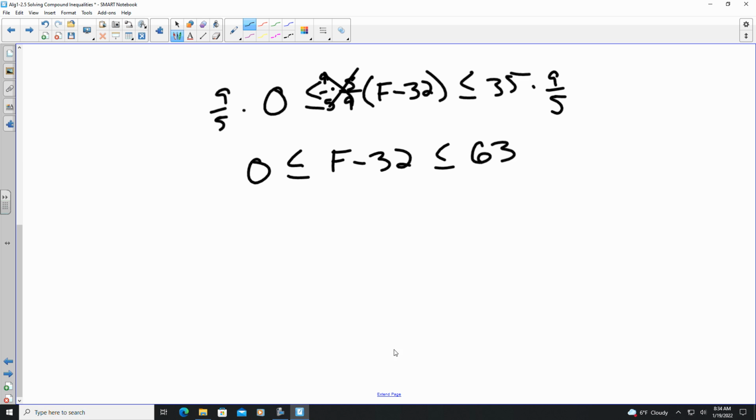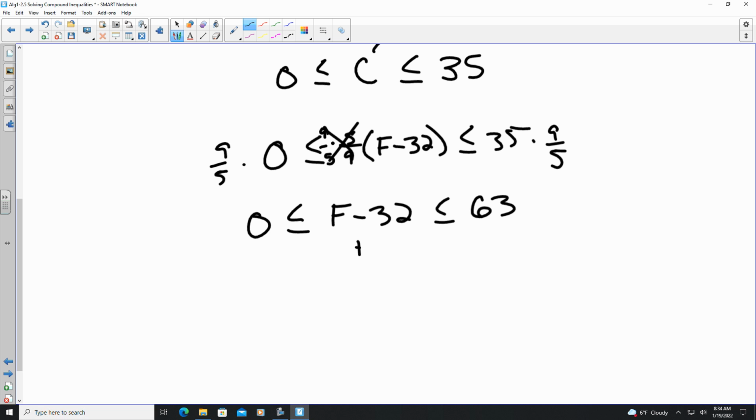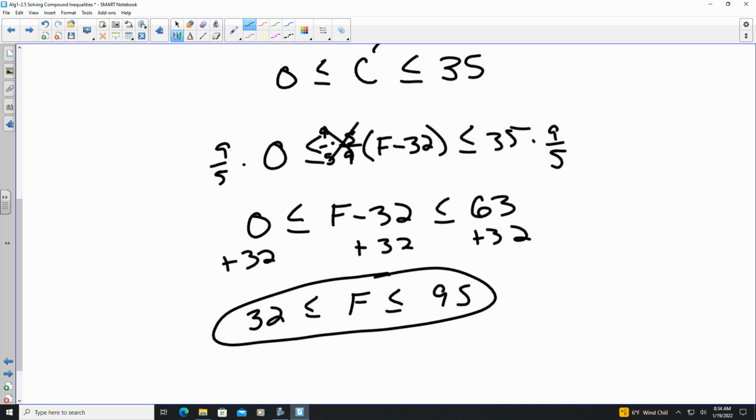So here, all I have left is I'm going to add 32 to the left side, but I'm going to do it to the right-hand side as well, which now means that 0 plus 32 is 32. I got Fahrenheit less than or equal to 63 plus 32, and I got 95. So my compound inequality representation with degrees Fahrenheit is going to be between 32 degrees Fahrenheit and 95 degrees Fahrenheit.